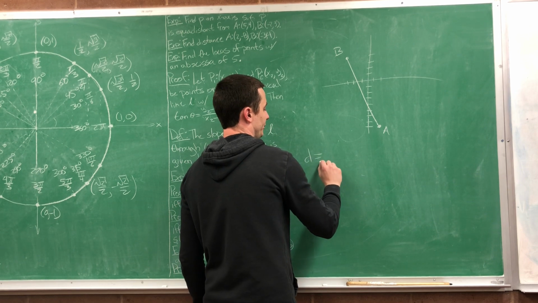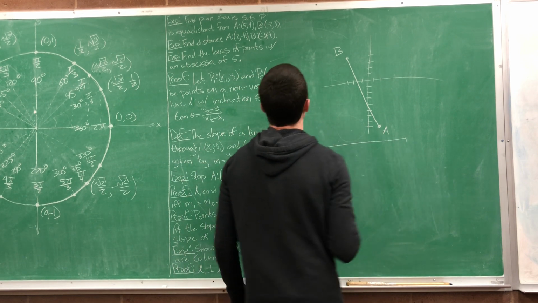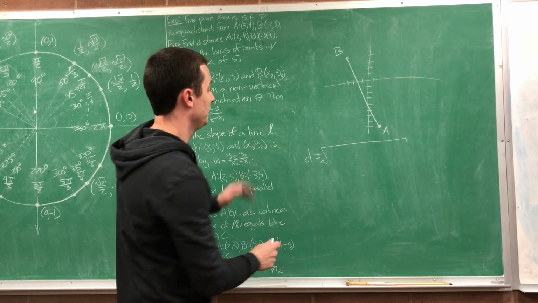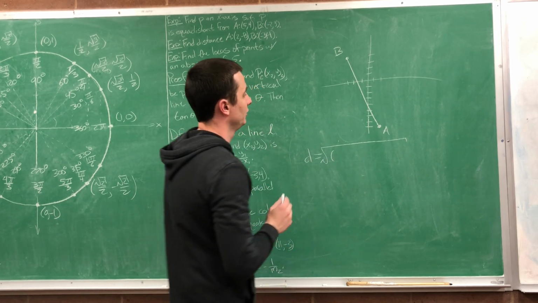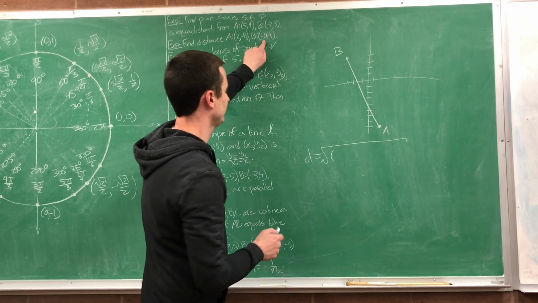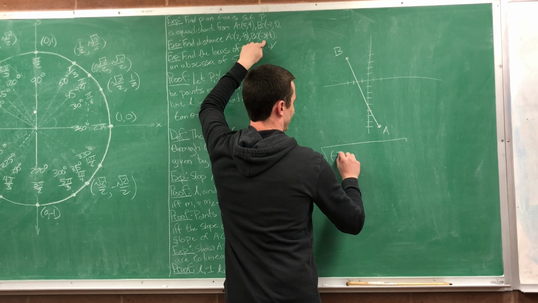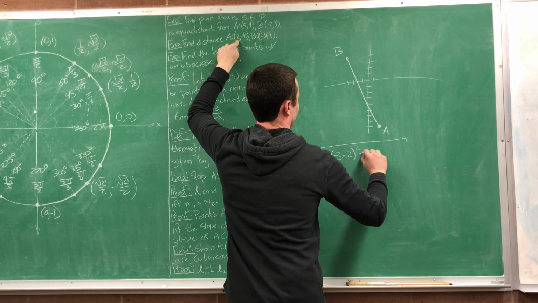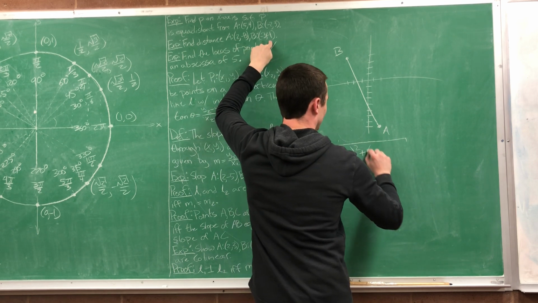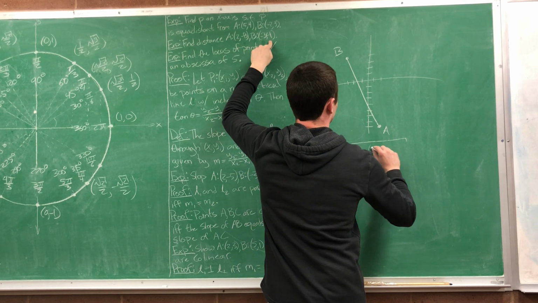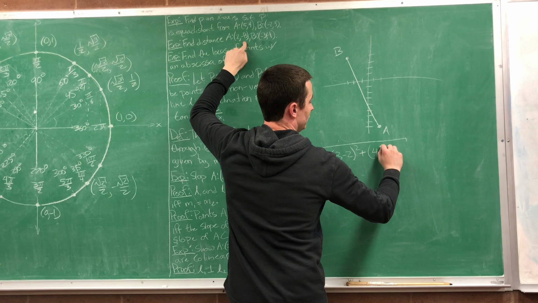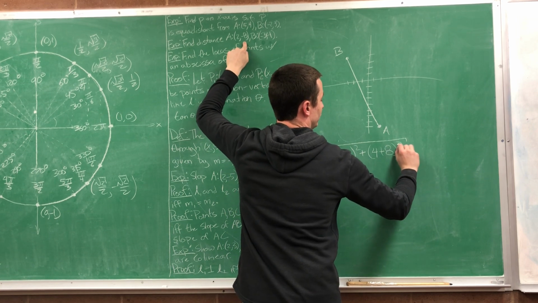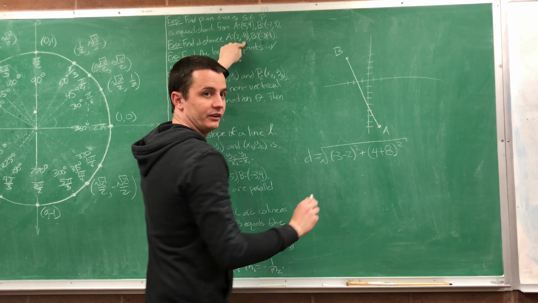Our distance is equal to the square root of, pick whichever point we're going to call our x2 and whichever one we're going to call our x1. So I'll use this x2. So x2 minus x1 squared plus y2 minus y1 squared. Notice minus negative 8 makes it plus 8.